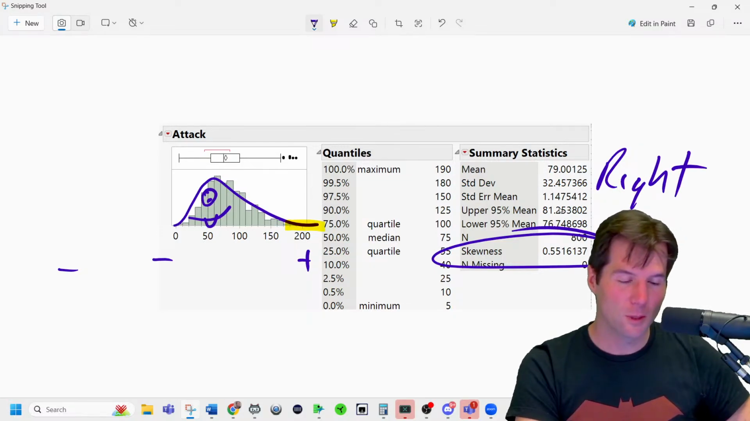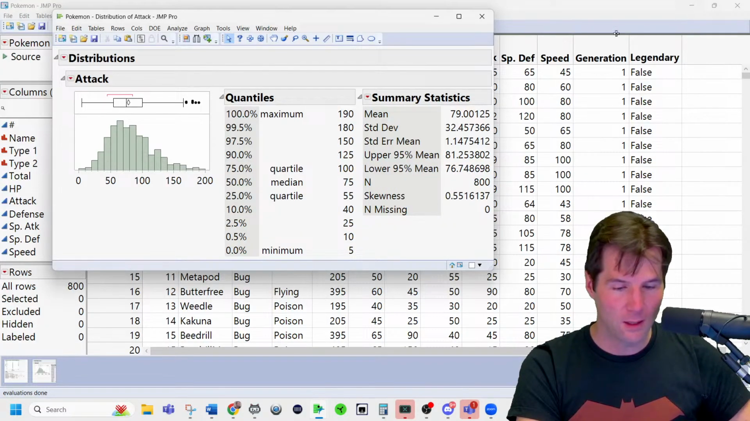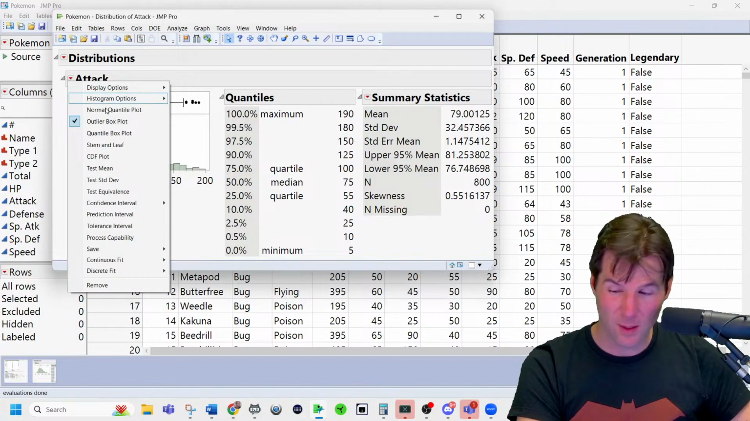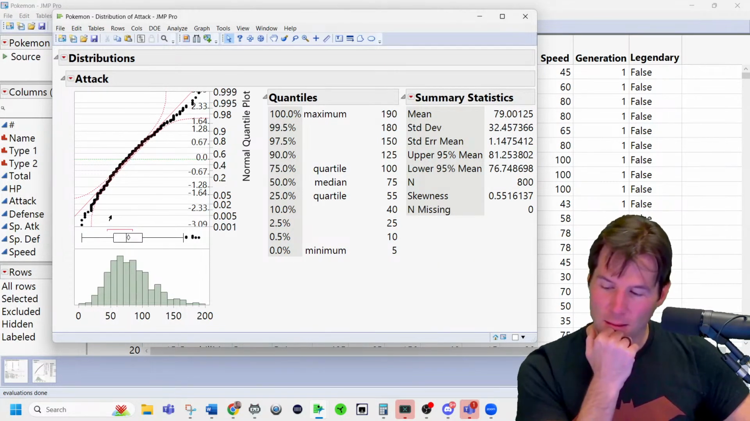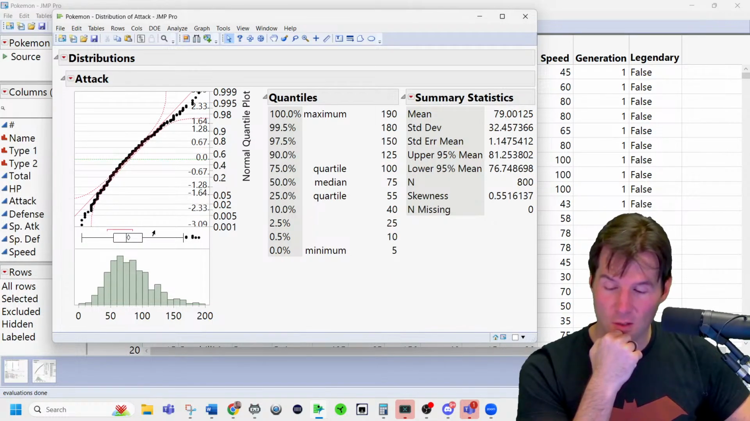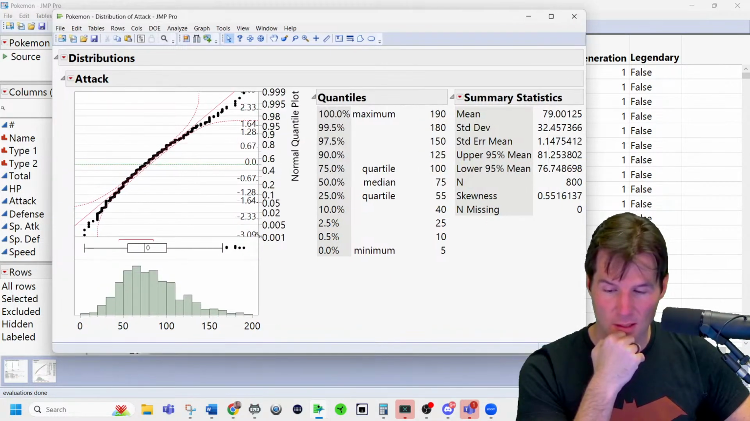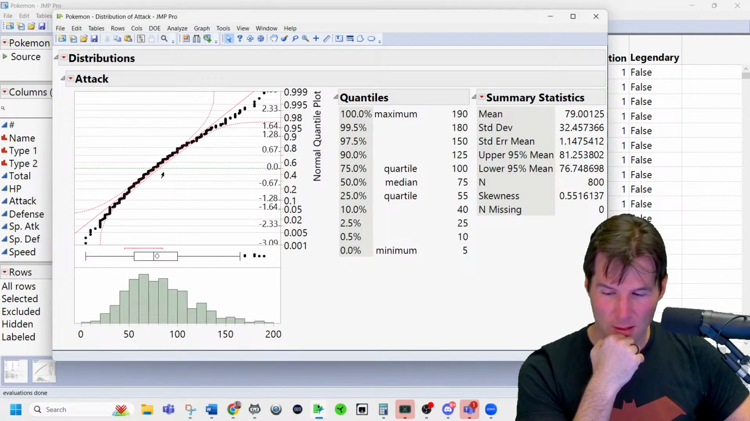So is that nearly normal? Not really. We can make the normal probability plot by going here, normal quantile plot, and it really doesn't look too bad. It mostly follows the line. So the normal quantile plot is leading us to say mostly normal. You can see the right skew there.